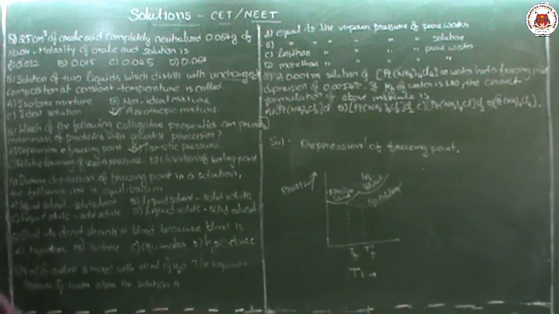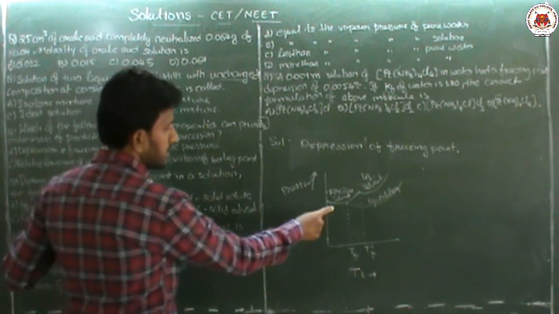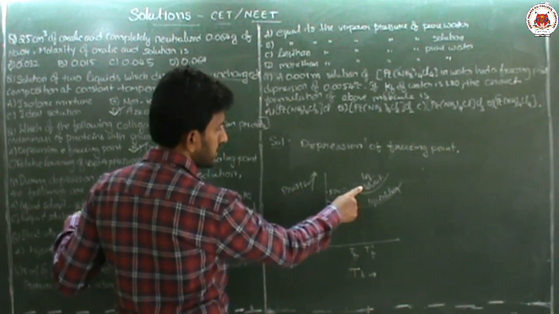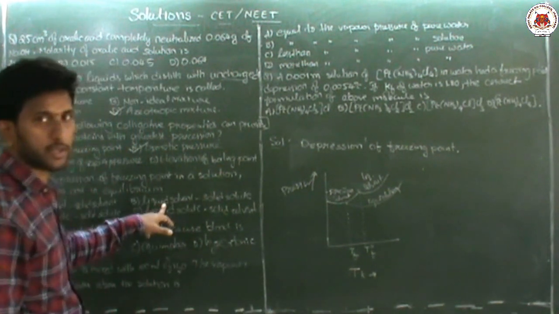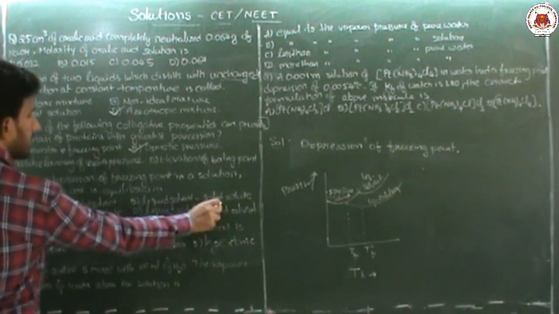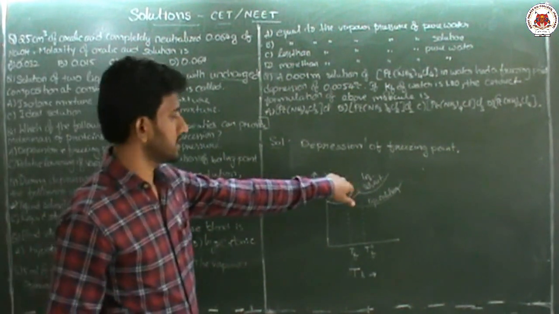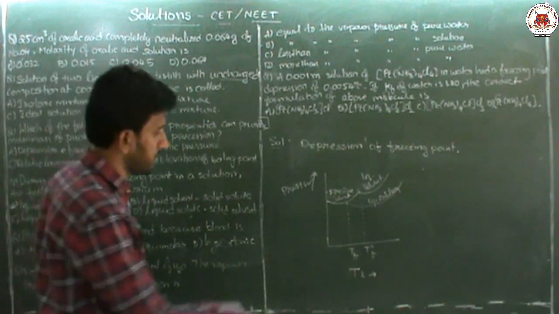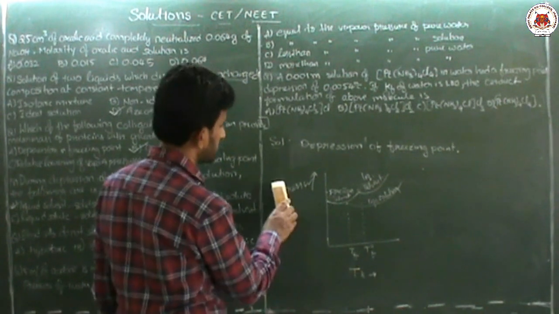Okay, depression in freezing point. Liquid solvent, solid solvent. Here frozen means solid: solid solvent, solid solution, and solid solvent, liquid solvent. Solute we do not consider here. So what is the correct option? Liquid solvent and frozen solvent, or solid solvent, is the answer. Those two are in equilibrium at freezing point.